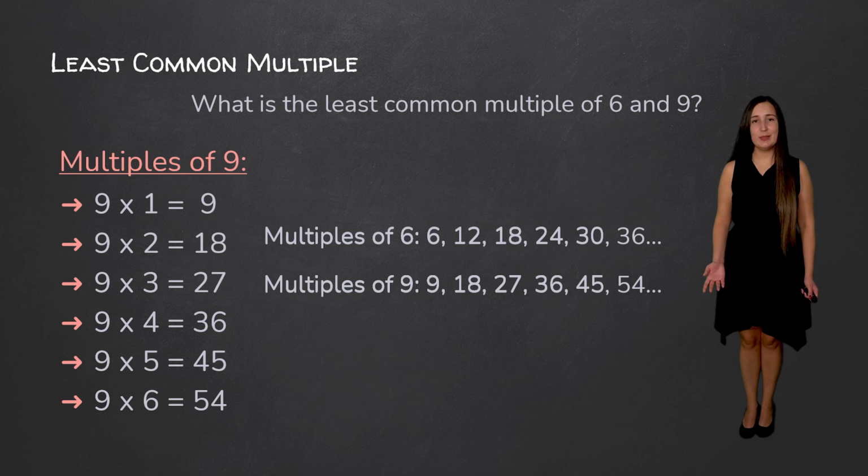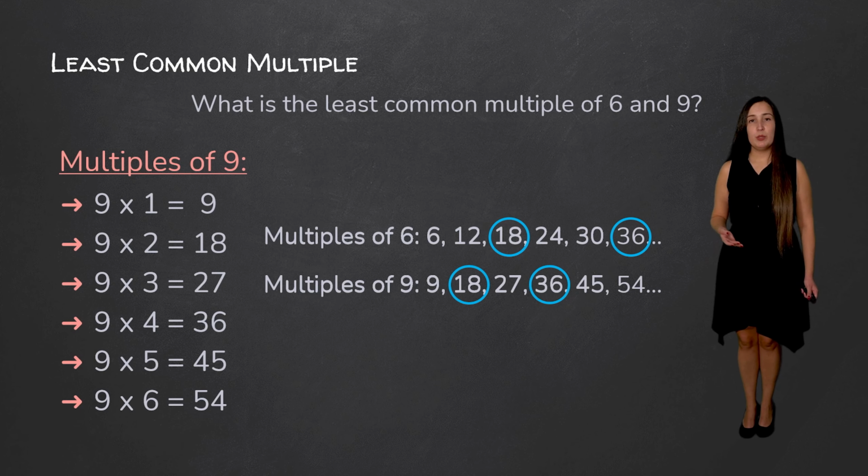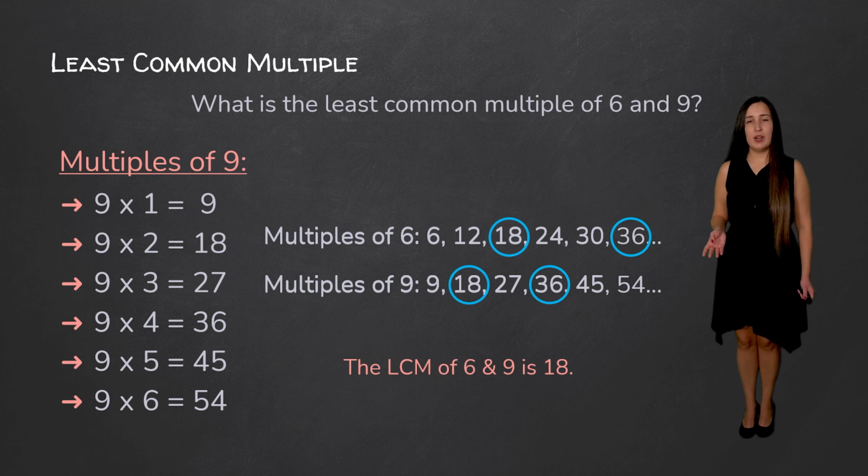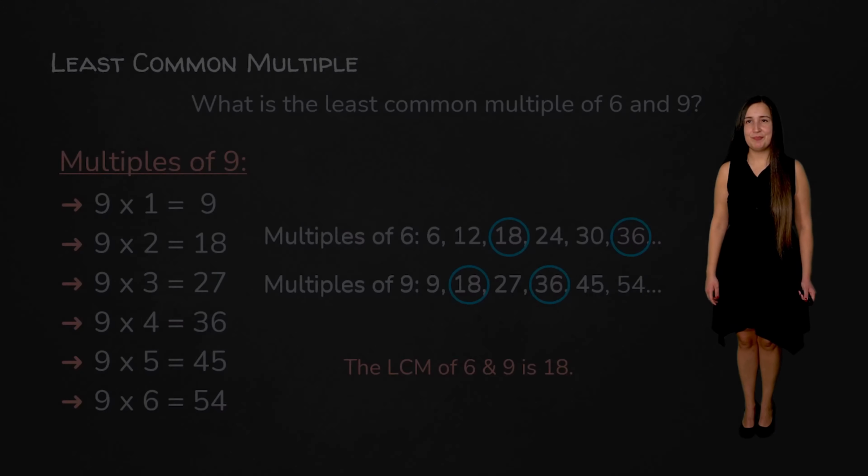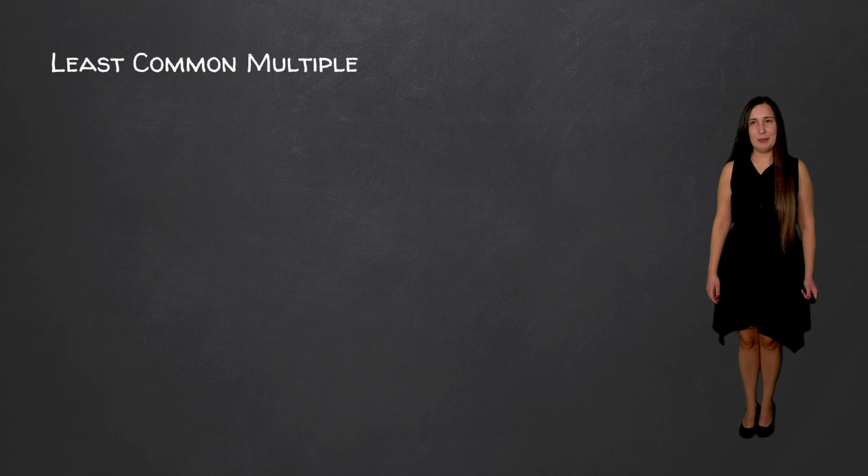Alright, so let's see what they have in common. They both have 18, they both have 36, and if we kept going, there would be other common multiples. However, we're looking for the smallest multiple they have in common. So therefore, our least common multiple, our LCM, of 6 and 9 is 18, because although there are other common multiples, we are looking for the smallest, and that's 18. Alright?